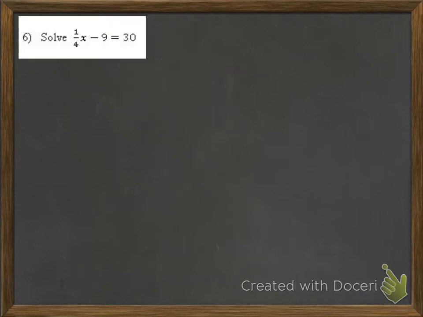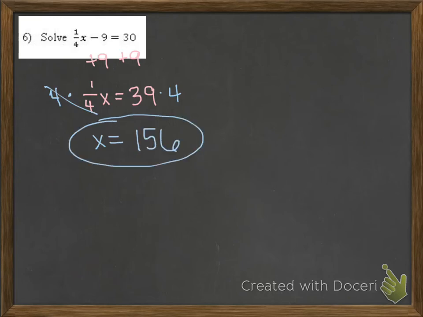On problem 6, we're asked to solve for x again. So the first step in order to isolate the x would be to add 9 to both sides of the equation. Next thing we would want to do is cancel the divide by 4. We can do that by multiplying both sides of the equation by 4. That leaves us with 1x is equal to 156, and that's our final solution.